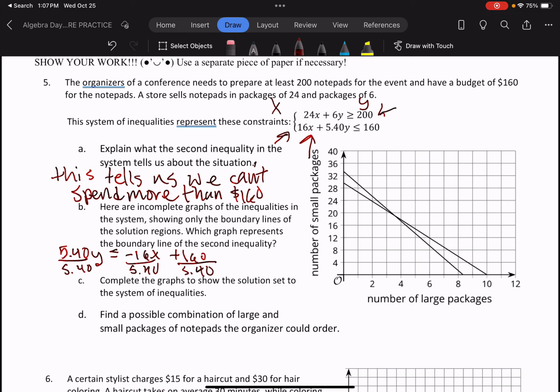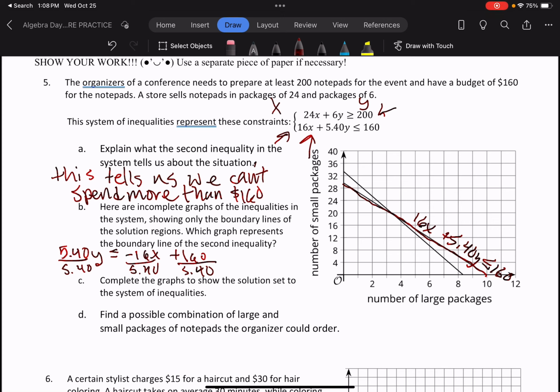So if we do that, and I didn't have my calculator up and ready to go, sorry about that, but 160 divided by 540, it's going to give us 29.62. So our y-intercept would be 29 point something. So that shows me that this line right here is our second equation. So I'm going to go ahead and label that 16x plus 540y is less than or equal to 160. Then it says, complete the graphs to show the solution set.